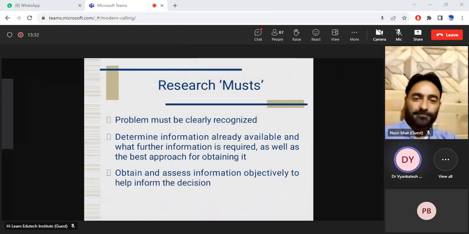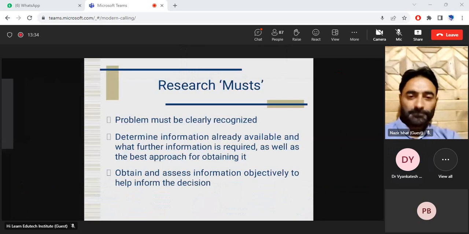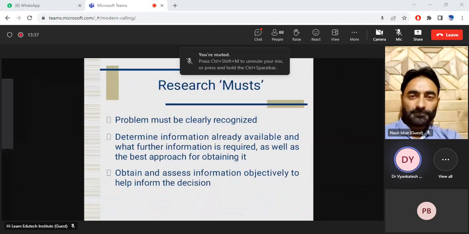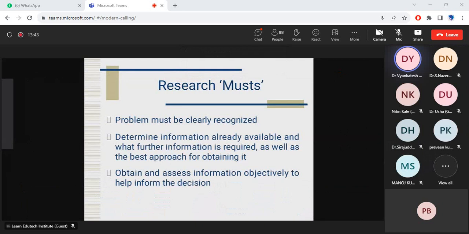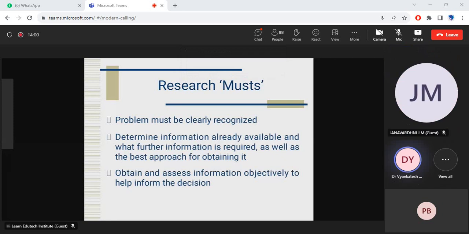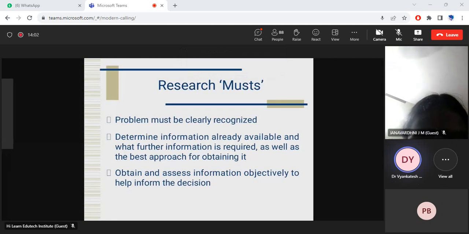Next slide. So the research must: I purposefully used the word here, the research must. The problem must be clearly recognized. When we are doing research, you must know what you have to do in a proper manner. So you must be focused and the research must be clear. If you are focused on your research, then definitely whatever the outcomes and circumstances, we can utilize them here.